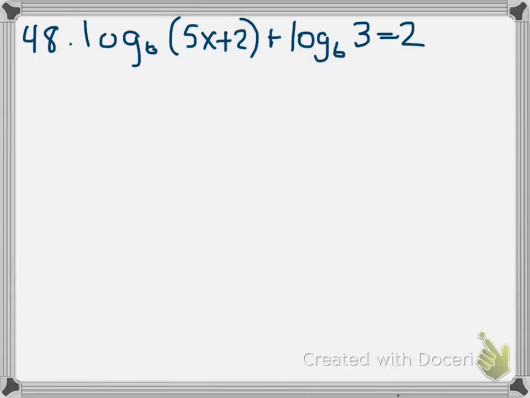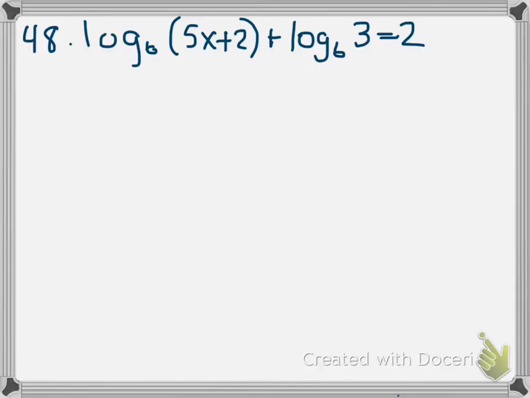Or if you have logs on both sides, you can get log equal to log, or you want log equal to a number. Okay, so since in this case I have a log plus a log equals a number, I want to get it down to a single log equal to a number, and so I'm going to use my log properties to combine my two logs together.